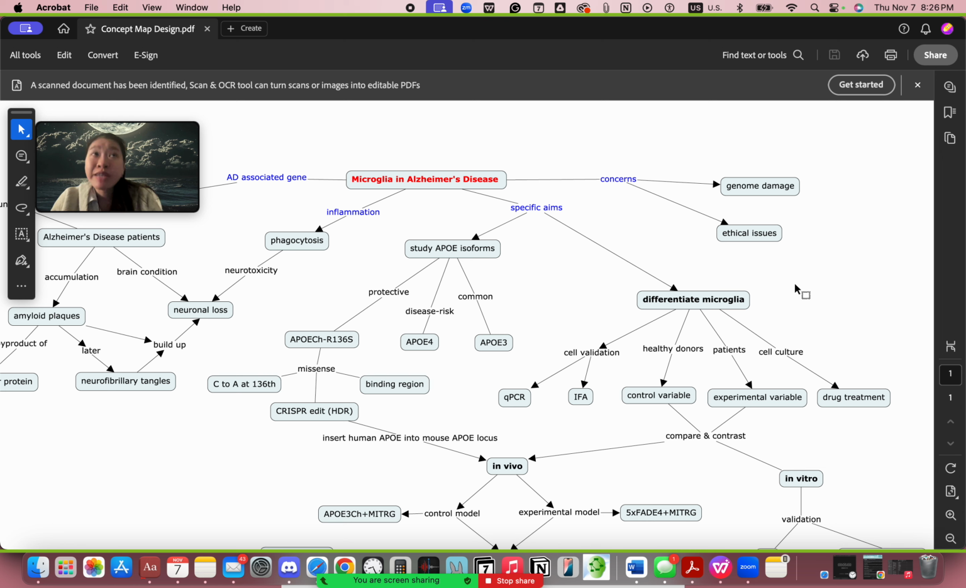A recently discovered isoform of ApoE is the ApoE Christchurch mutation, ApoE Christchurch R136S. It was discovered in a female from a family with an early onset disease history. She carried two alleles of this isoform. Therefore, she remained cognitively healthy until her 70s.